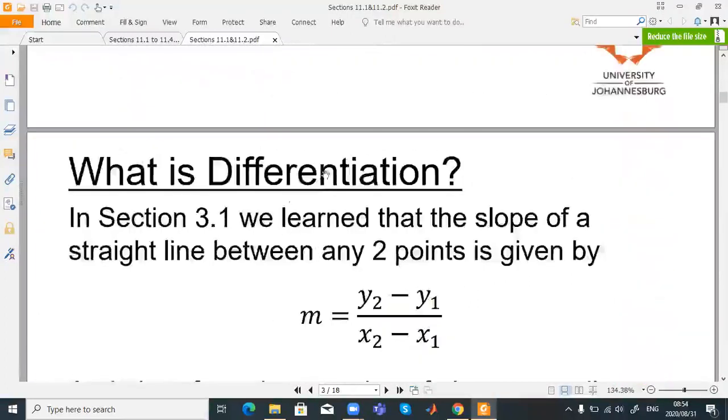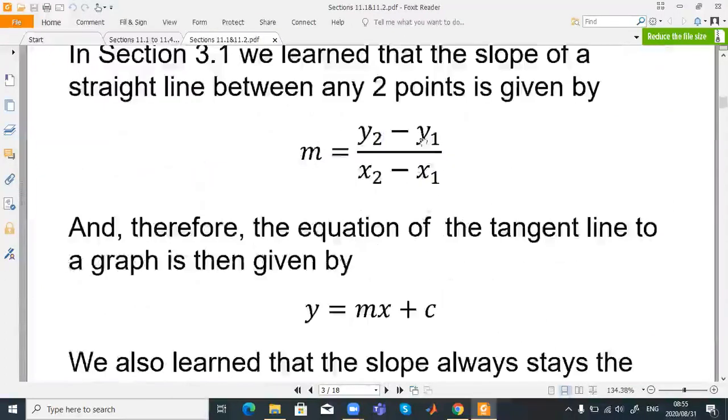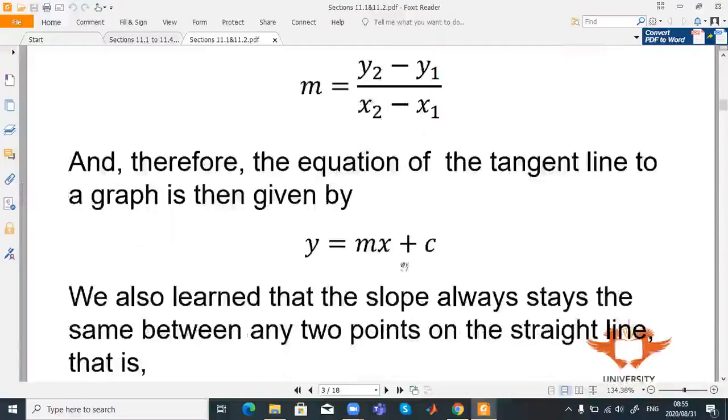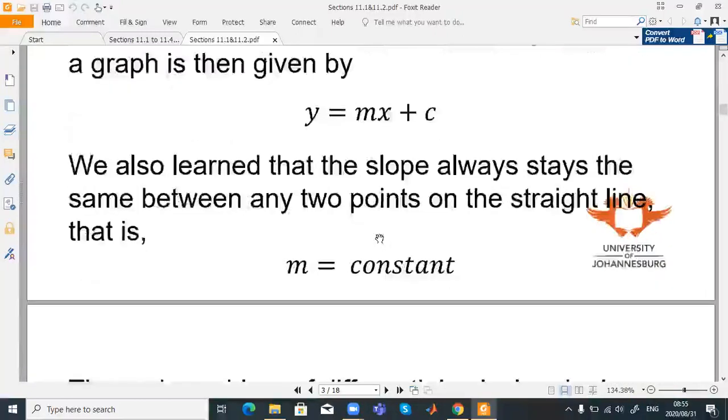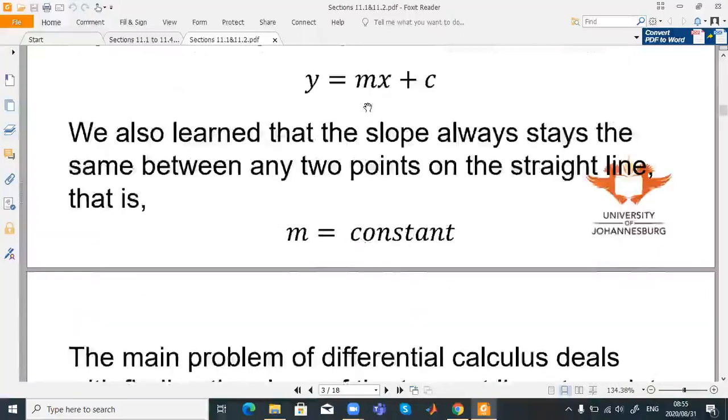Okay, so we'll now ask a question: what is differentiation? If you remember in section 3.1, we learned how to find the slope, and we said that the slope of any line is given as change in y over change in x, assuming you have 2 points A and B with x1, y1, x2, y2. The general equation of a line or a tangent line is given by y = mx + c, where m is a constant, called the slope.